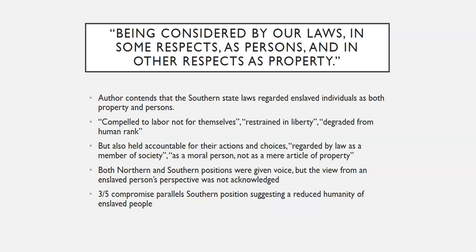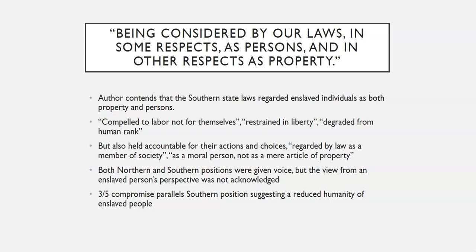The author then makes a very provocative statement to muse on the Southern position with a little more depth. He says that the Southerners actually view enslaved individuals as both persons and property, that the Southern state laws do regard, to some degree, enslaved people as persons. But of course, they also regard them as property as well. So, in regard to the property, the recognition of enslaved people as property, they're compelled to labor not for themselves, restrained in their liberty, and degraded from human rank. These are all quotes that come from the document. So in this way, the state laws in the South do not regard enslaved people as people.